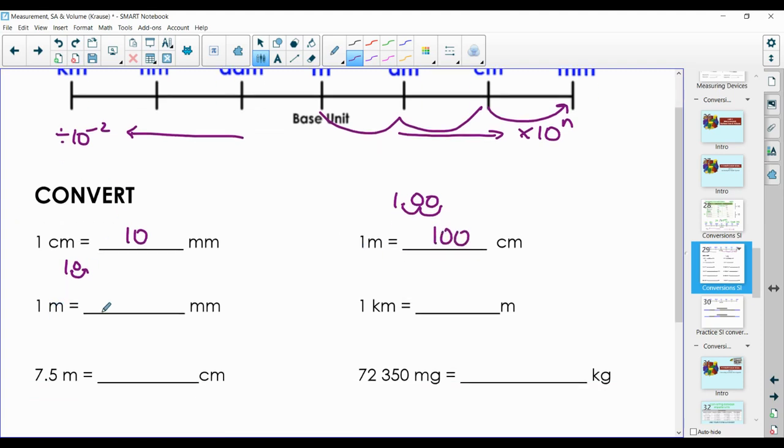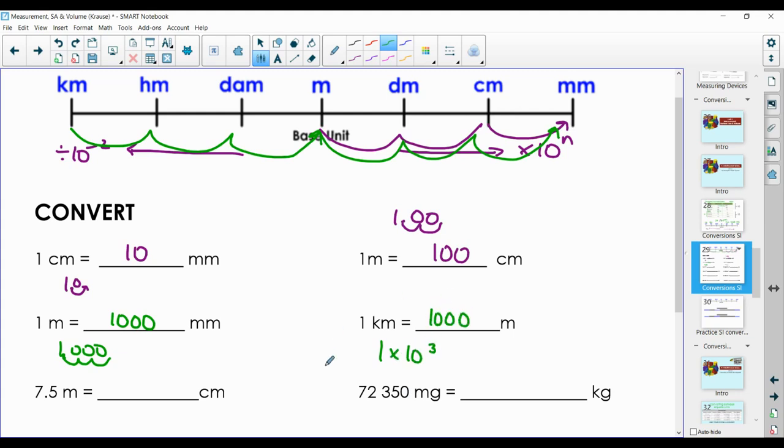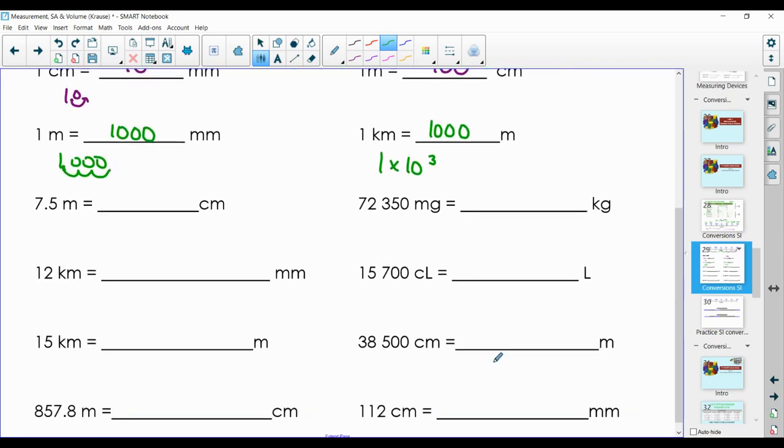If I want to go from 1 meter to millimeters, counting my jumps, I have 3 jumps, 1, 2, 3, and that gives me 1,000 millimeters. Now going from kilometers to meters, I have 1, 2, 3 jumps. So I can do 3 jumps, or I can go 1 times 10 to the 3, which is going to be 1,000. All right, looking at meters to centimeters, that's 2 jumps. So I'm going to have 750 centimeters.